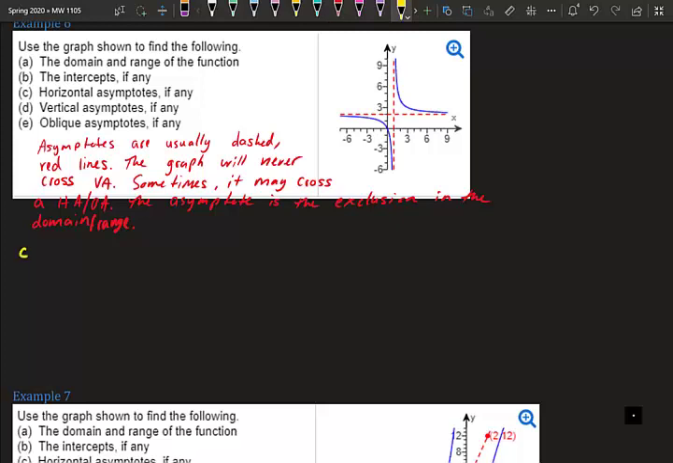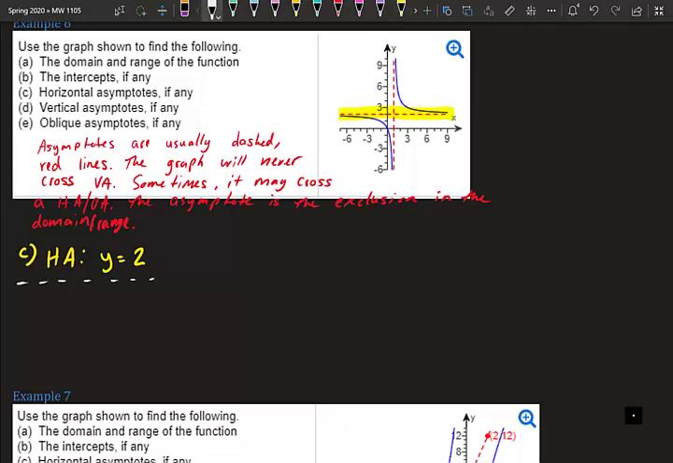So C asks for our horizontal asymptote, if we have any. So we want to look for a dotted line that goes left to right, and we do. We have it right here. So horizontal asymptotes are always y equals, because it goes to the y-axis and it goes through 2. So that's our horizontal asymptote.